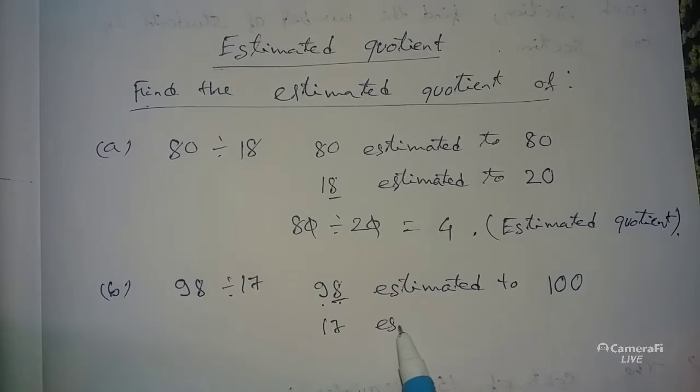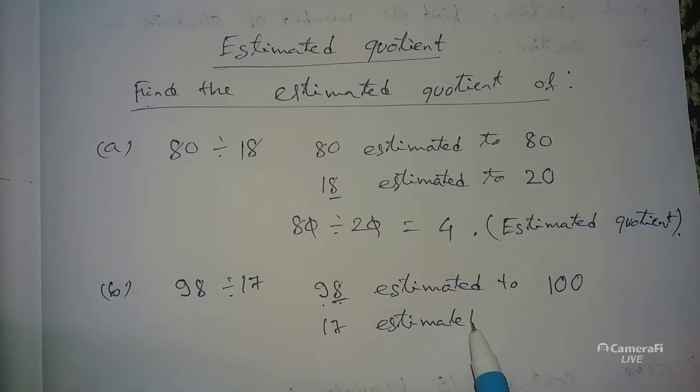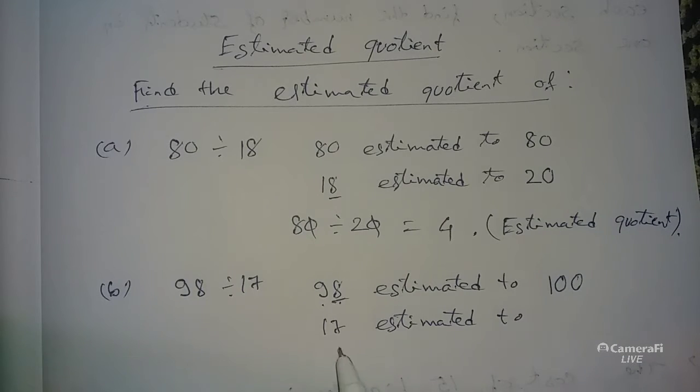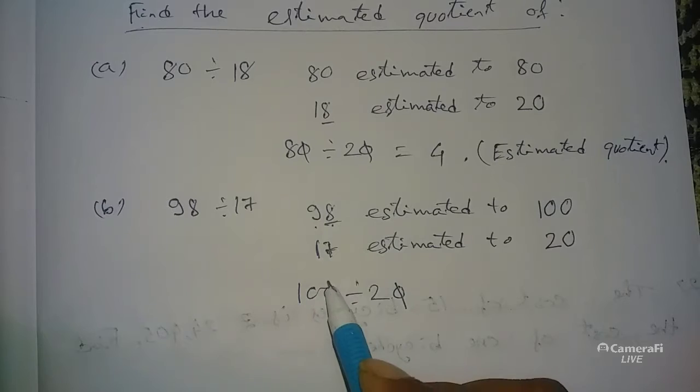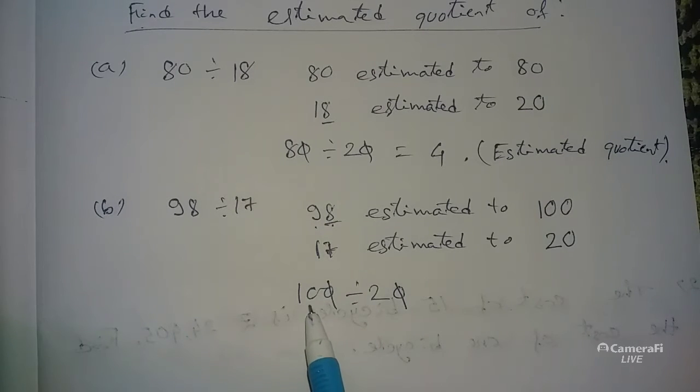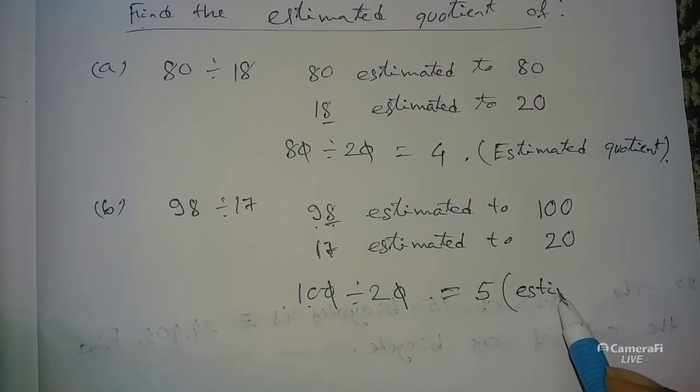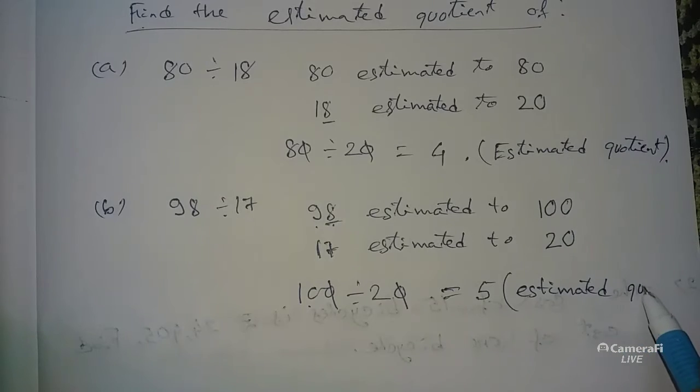Now 17 is estimated to... here also see the 1 place digit, which is 7, greater than 5, so the 10 place digit will increase by 1, so it becomes 2, other digit 0. So the problem now becomes 100 divided by 20. We can cut the zeros from the right. So the problem becomes 10 divided by 2, the result is 5, which is the estimated quotient.